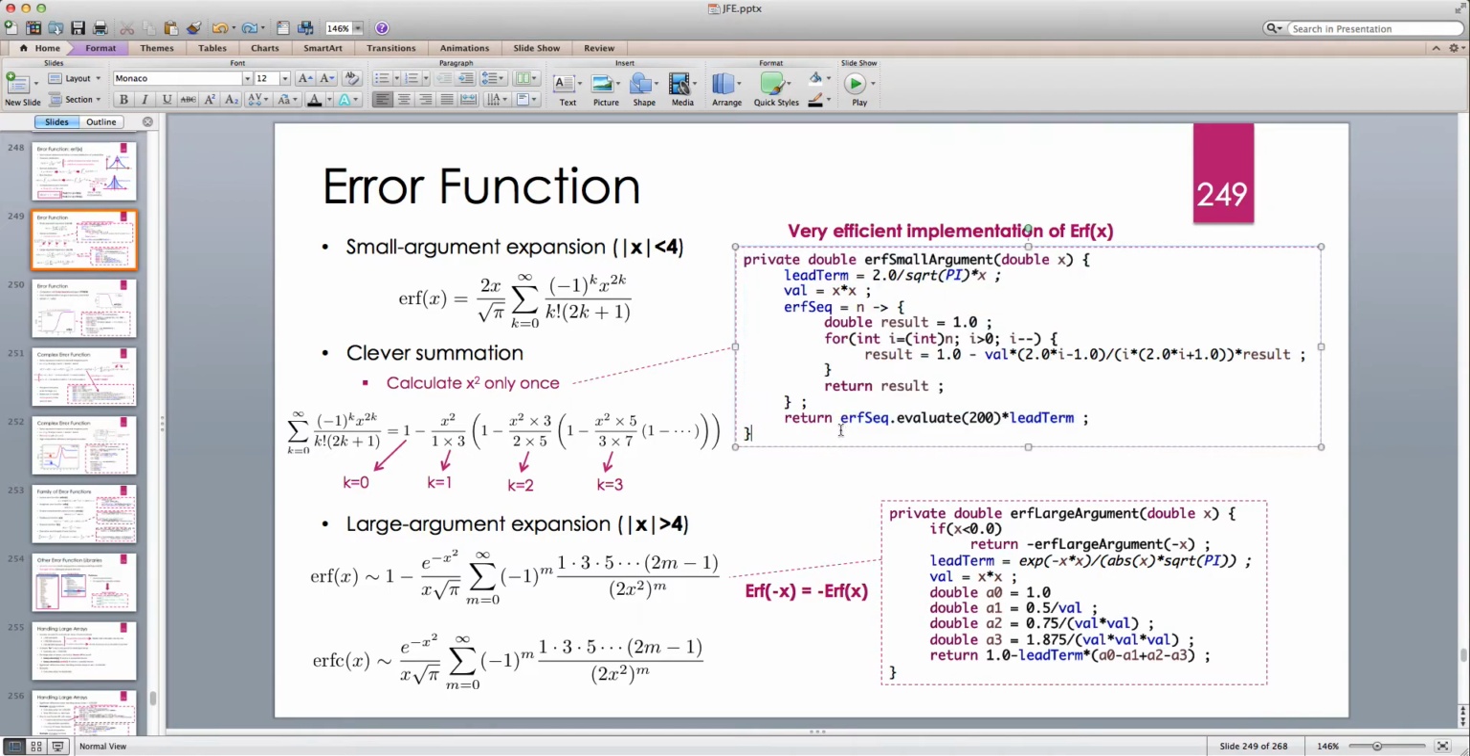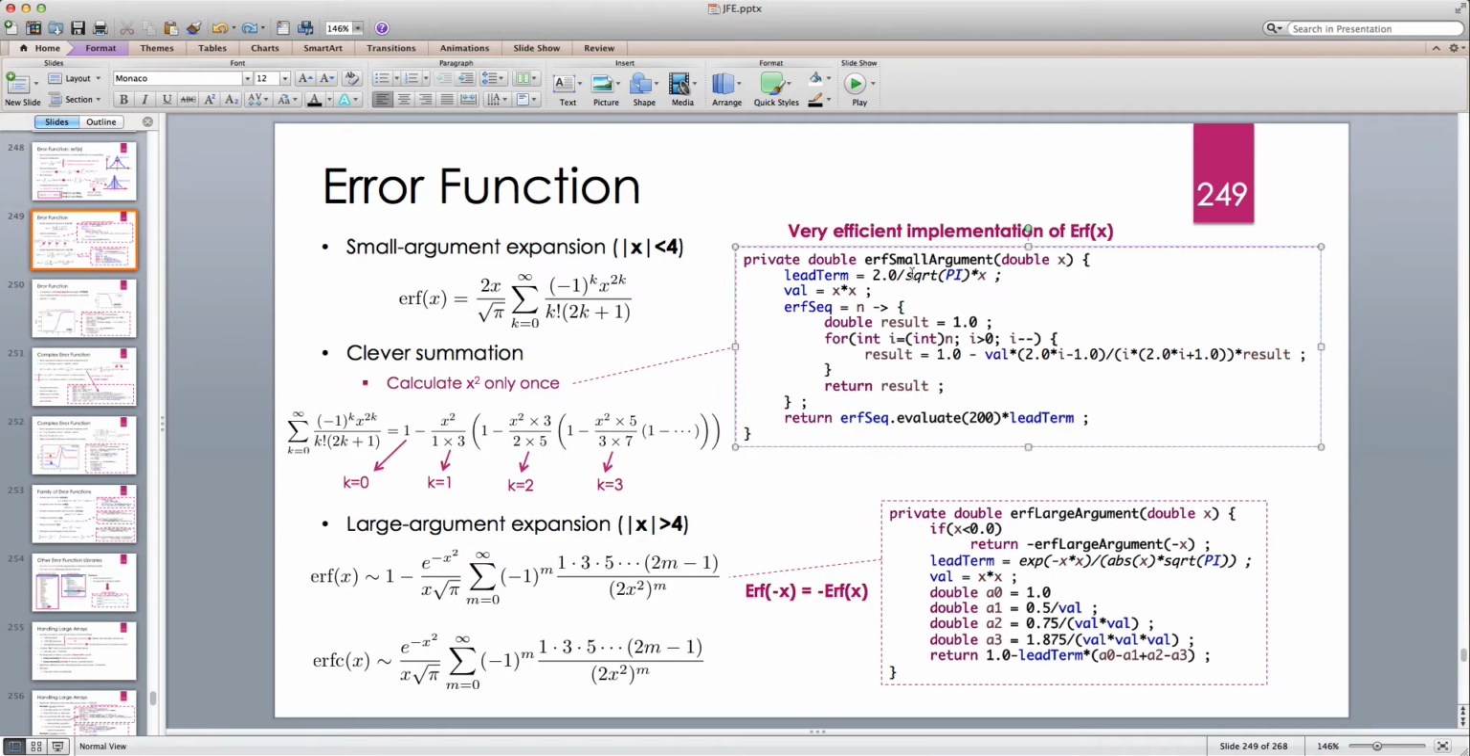So how did I implement it in a very efficient way in Java? So we have this private double error function, a small argument for a double x. So we have this lead term, 2 over the square root of pi times x, right? So it's there. And then val, our val is x squared, which is common in all these factorizations.